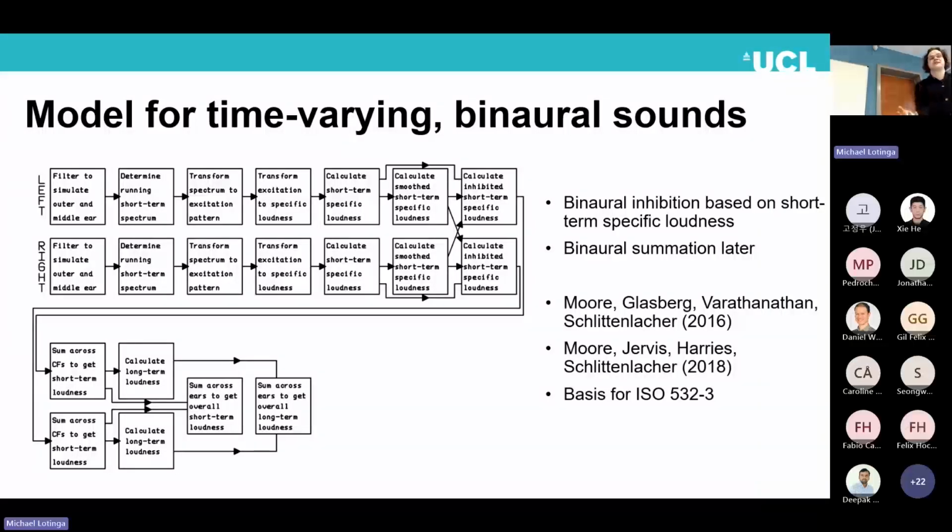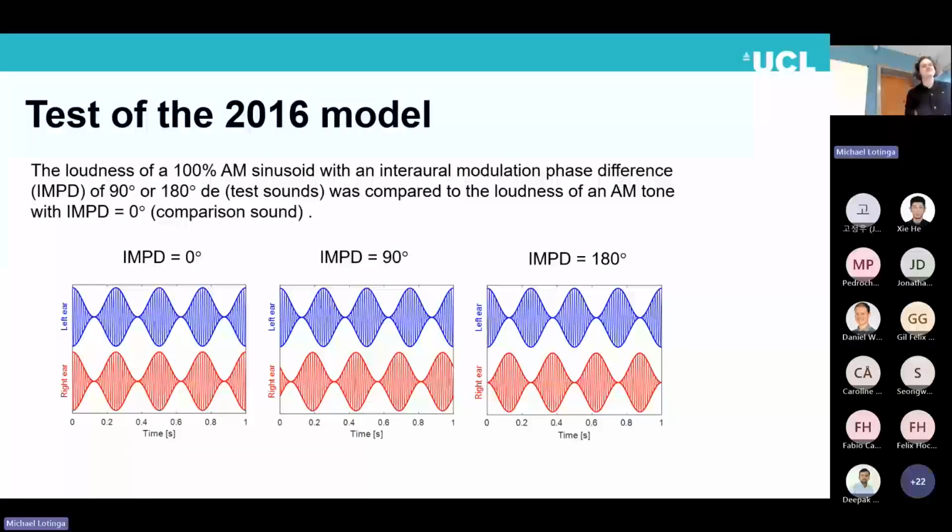And then we calculate binaural inhibition. After that, we sum across the auditory filters and calculate long-term loudness. And only at the very end, we sum across the two ears to model that binaural summation happens later than binaural inhibition. And we tested that with, I would say, quite fancy stimuli.